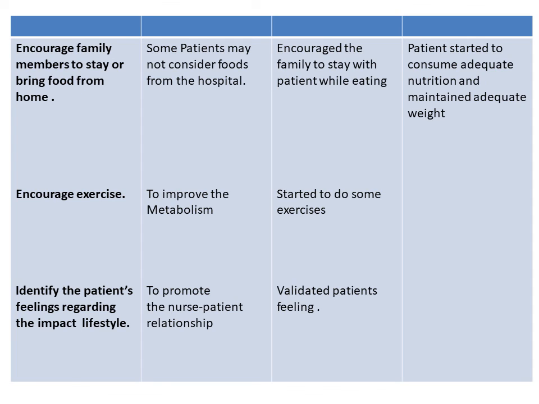So this is about the planning, rationale and implementation, and at last you have to write the evaluation. After doing all these things, what will happen? The patient starts to consume adequate nutrition and maintains adequate weight. So this is the care plan you can use for imbalanced nutritional status, less than body requirement, related to self-care neglect or refusal to eat food. You can use this care plan for mental illness, for those who have depression, anxiety, schizophrenia, and any kind of emotional disturbance or stress. In all these conditions you can use this care plan.